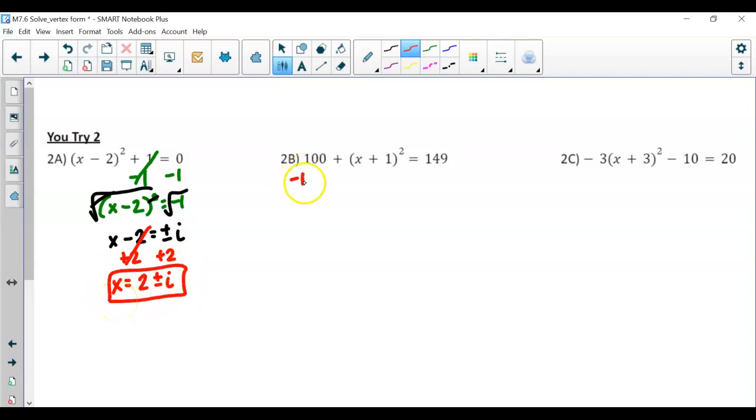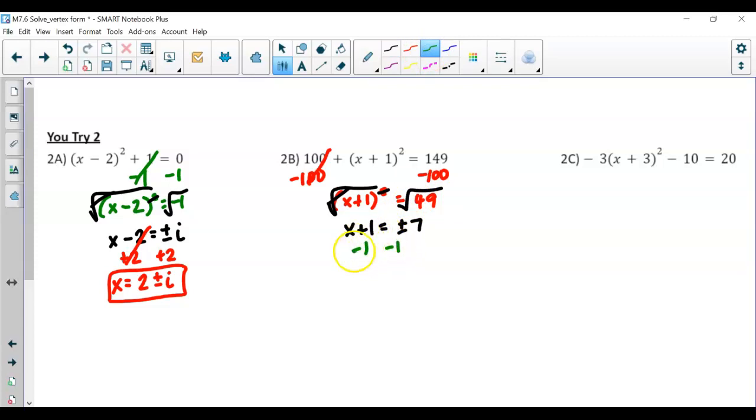So then here in 2b, you had to subtract the 100 first. Isolate the parentheses. (x plus 1) squared is equal to 49. Then take the square root. And so now here, x plus 1 is equal to plus or minus this good old 7. It's a real solution. So you're going to end up with 2 real. Subtract 1 from both sides to solve for x. x is equal to negative 1 plus or minus 7, which represents, right, negative 1 plus 7, and negative 1 minus 7. So here, x is equal to 6 and negative 8.